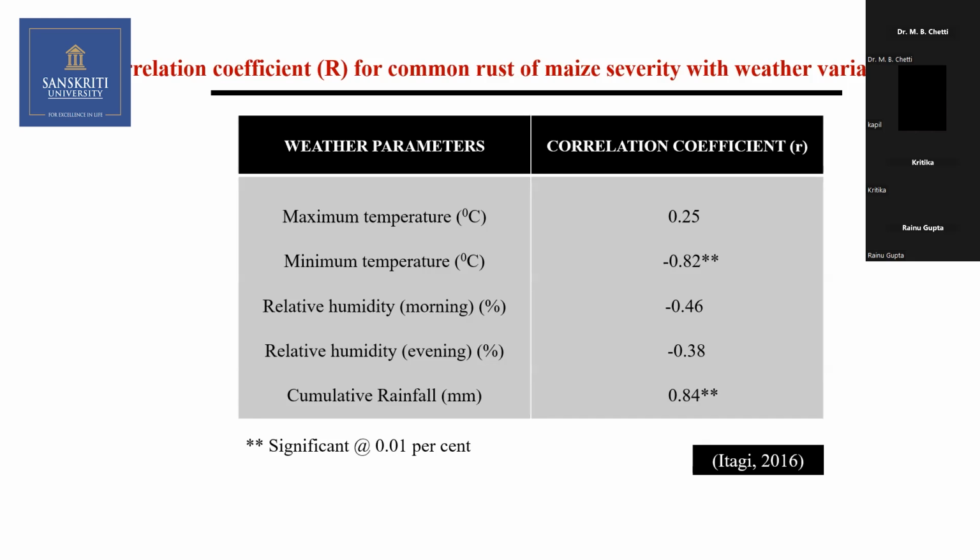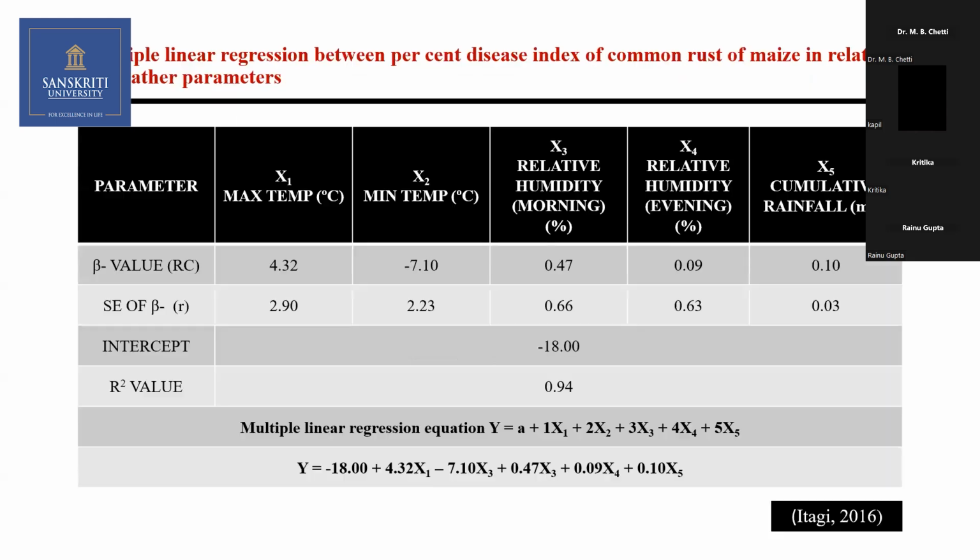The other parameters, if you take the relative humidity in the morning and the relative humidity in the evening, has nothing to do with the rust. Only the rainfall and the temperature has an effect. Rainfall is positively influencing. As the rainfall increases, quite obvious, temperature is increasing negatively, which is significant at 1%. That means to say that with 99% confidence, I can say that the cumulative rainfall has a positive impact and the minimum temperature has a negative impact on the disease of the maize, rust disease of maize.